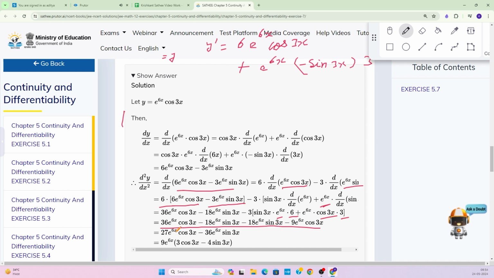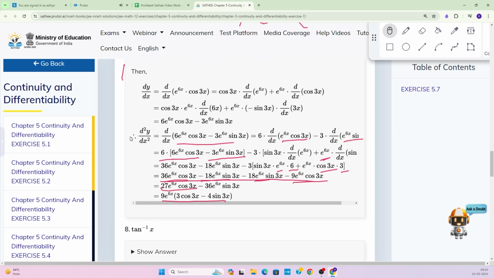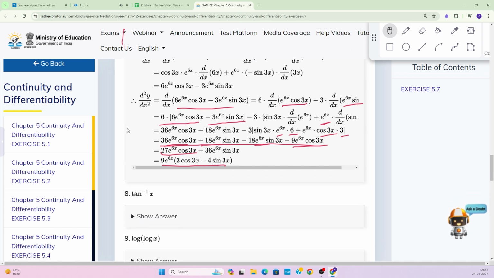Now further simplification can be done. Add this 36e^6x cos 3x to this minus e^6x cos 3x. You will get 27e^6x cos 3x. Now this minus and this minus will become minus 36e^6x sin 3x, and you can take 9e^6x common, and you are only left with 3 cos 3x minus 4 sin 3x. Okay, clear? Okay, so you will get your answer as this: 9e^6x multiplied with 3 cos 3x minus 4 sin 3x. Okay, this is your 7th problem.